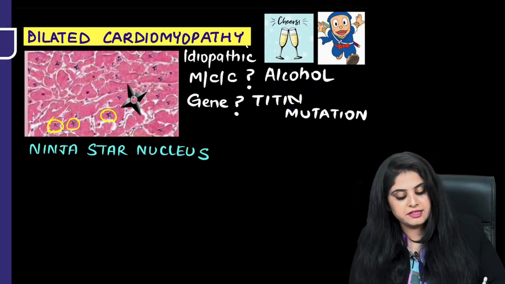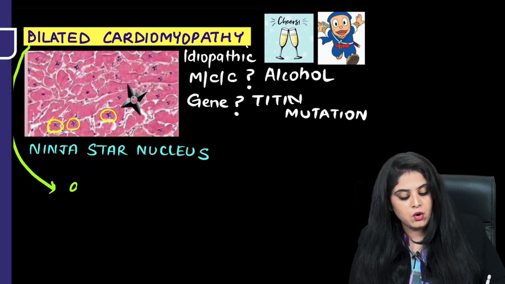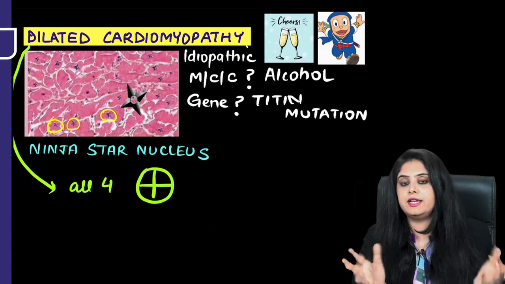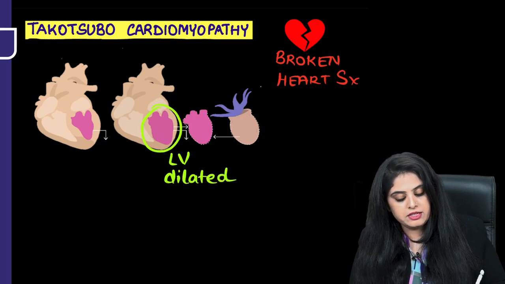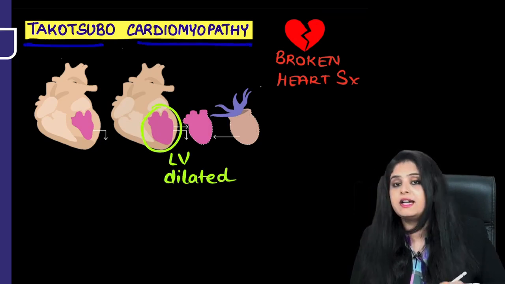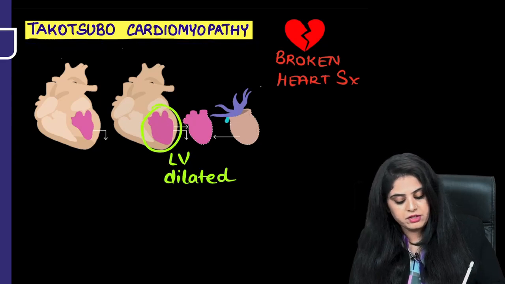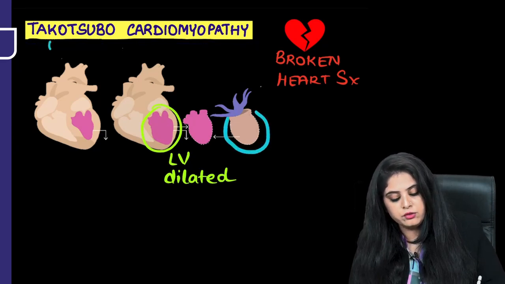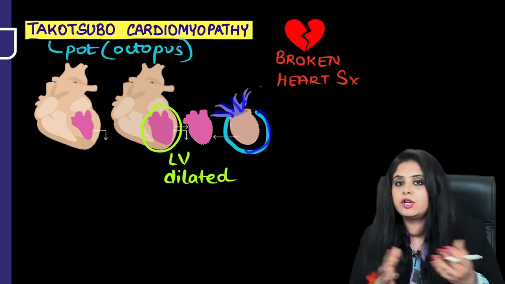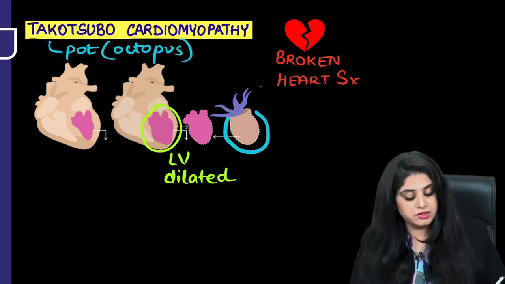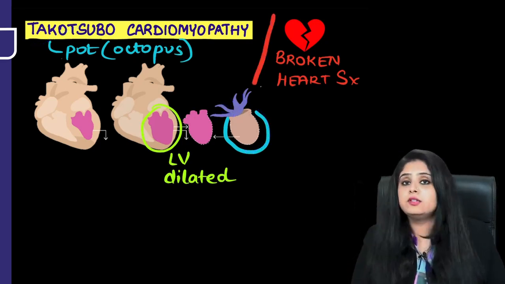So one thing I realized is that in dilated cardiomyopathy, all 4 chambers of the heart were dilated. But when only and only the left ventricle is dilated, not everything, that is Takotsubo. Why Takotsubo? Because this left ventricle looks like a Takotsubo pot. Takotsubo is a pot basically for catching octopus in Japan. So it looks like that Japanese pot for catching the octopus. That is why Takotsubo. But this is also known as what? This is known as broken heart syndrome.